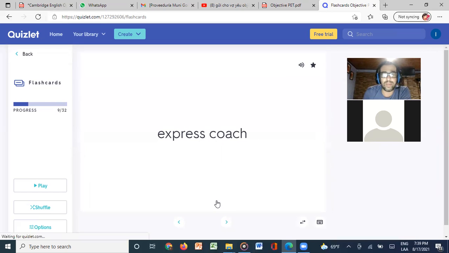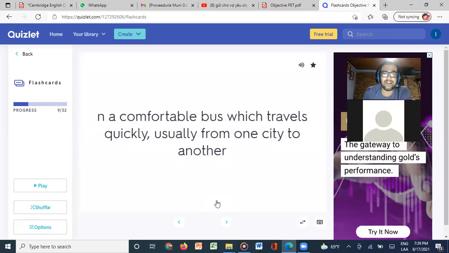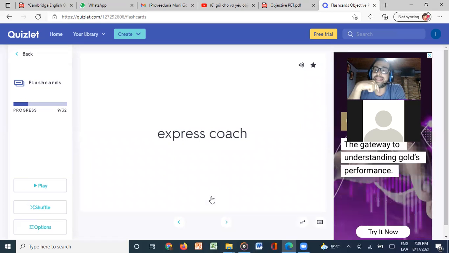Number nine, we have express coach. Well, what is an express coach? Well, that's a comfortable bus which travels quickly, usually from one city to another. Mostly, express means that it doesn't stop, right? We have these in Costa Rica. We have some express coaches from here to another province, that they don't stop, it's just directly, right? So if you're in another country and you see or listen express coach, in this case, it is something that doesn't stop. It's a bus that goes directly to its destination, right?